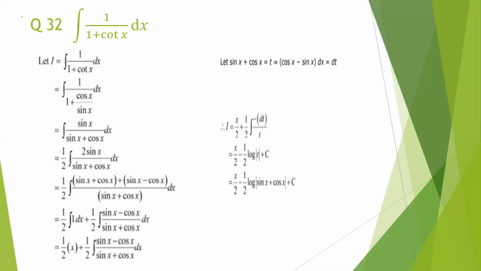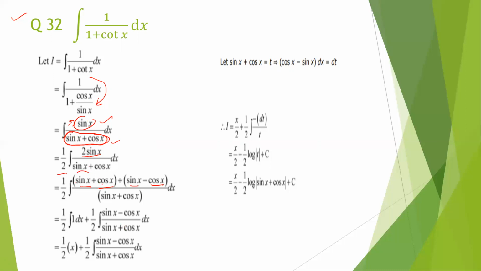Now there is one more very special problem. Integral of 1 upon 1 plus cot x. So cot x can be written as cos by sine. Take LCM. Whenever there is sine and cos in numerator and denominator, there is one specific method for this. Try to make a function same as the denominator in the numerator. So what we do, multiply by 2, divide by 2. 2 sin x can be written as sine plus sine, plus cos and minus cos.